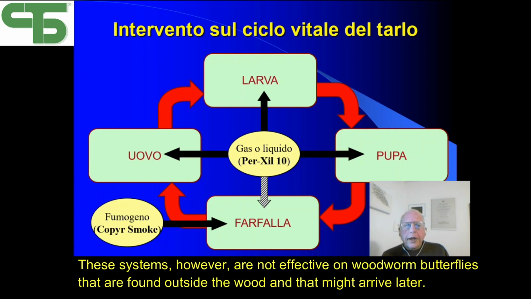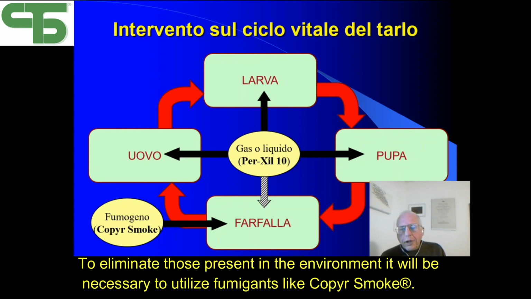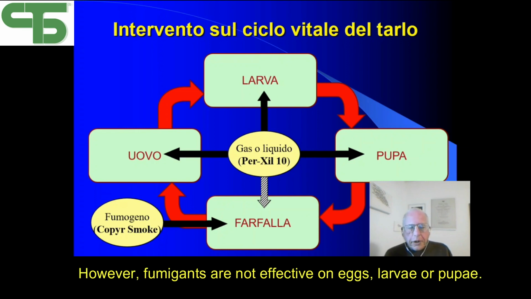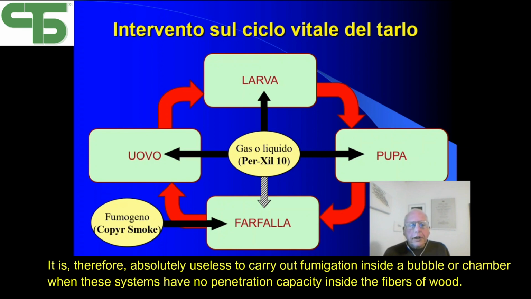These systems, however, are not effective on woodworm butterflies that are found outside the wood and that might arrive later. To eliminate those present in the environment, it will be necessary to utilize fumigants like copper smoke. However, fumigants are not effective on eggs, larvae or pupae. It is therefore absolutely useless to carry out fumigation inside a bubble or a chamber when this system has no penetration capacity inside the fibers of wood.